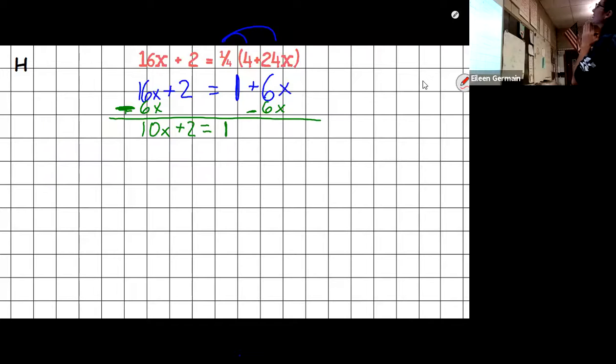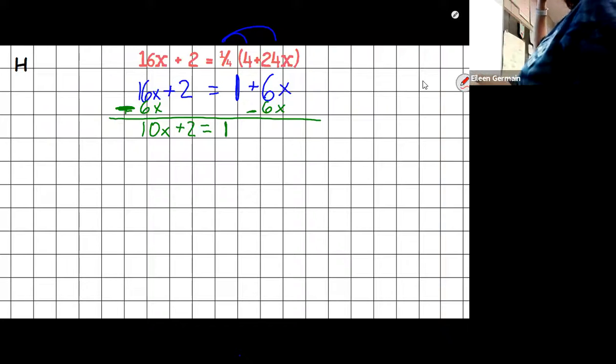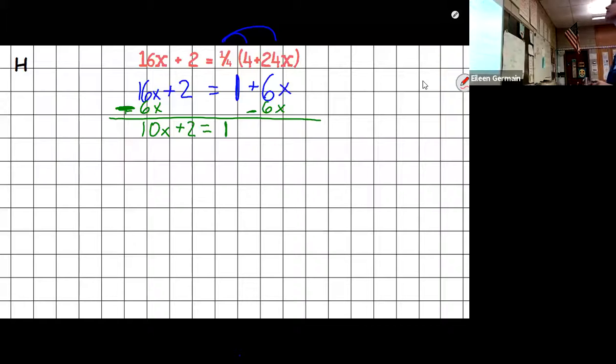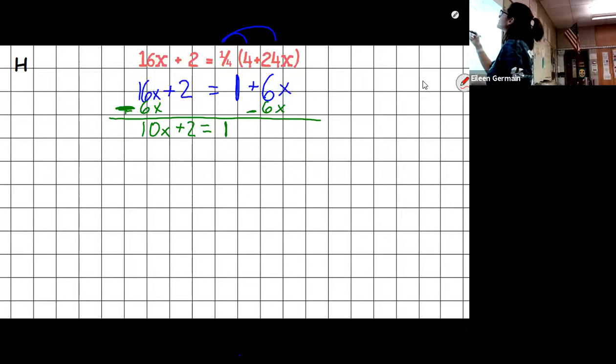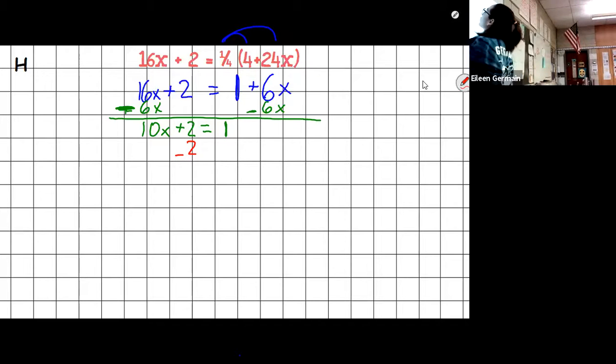Please don't leave me hanging, Cindy. Please unmute yourself and tell me, what would you do next here? Subtract 2 from each side. Very good. And we would subtract 2 from each side. Next time, I want you to be brave and I want you to unmute and shout out your answer to the world. So we would subtract 2 from each side because we need to bring this constant over to the left or to the right side.